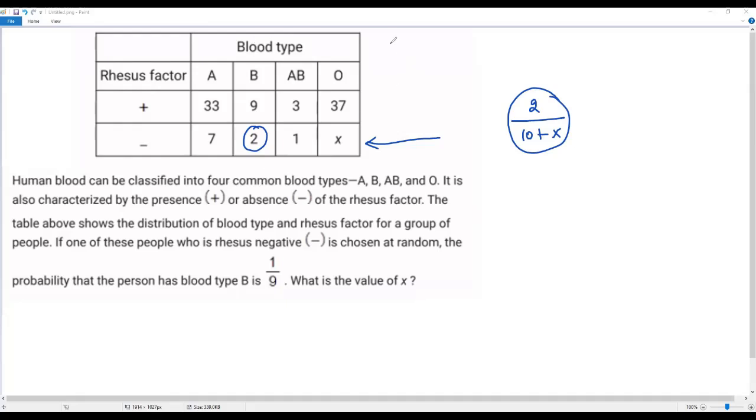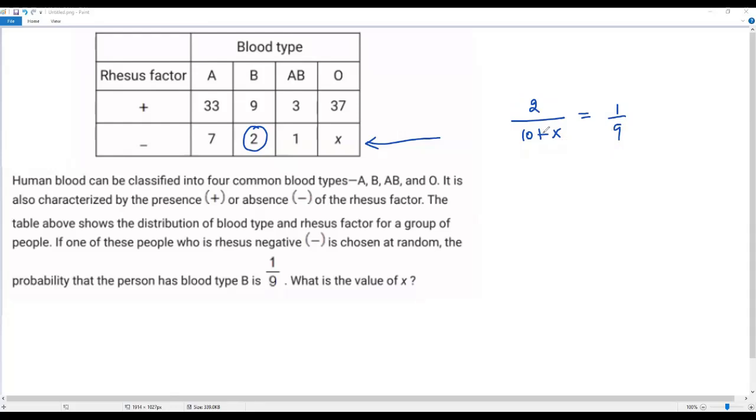But already we have the probability for that in the question itself. What is it? It is 1 over 9. It's given here. So it can be equated to 1 over 9. Because both the quantities over here represent the same probability, we can equate them. Now we have to solve for X in this equation.